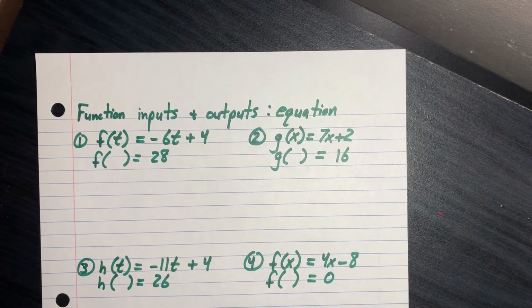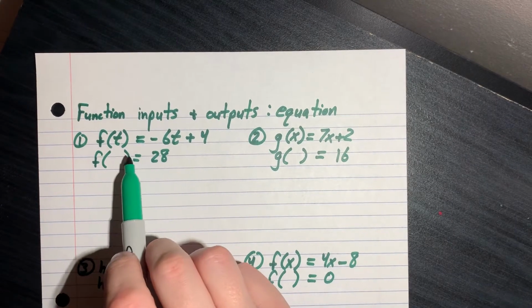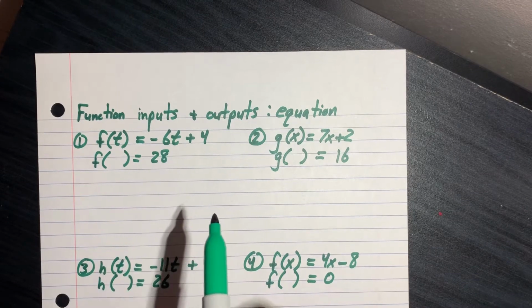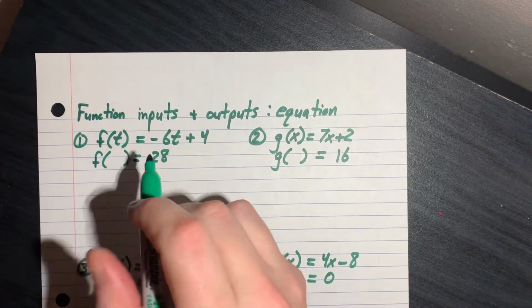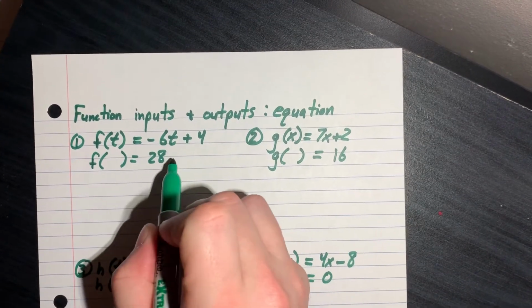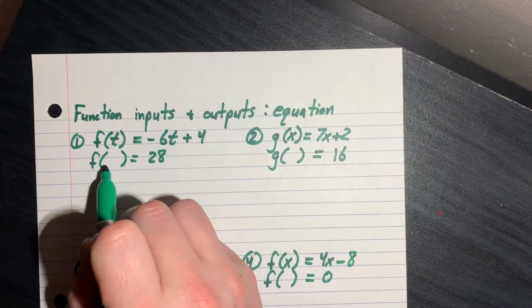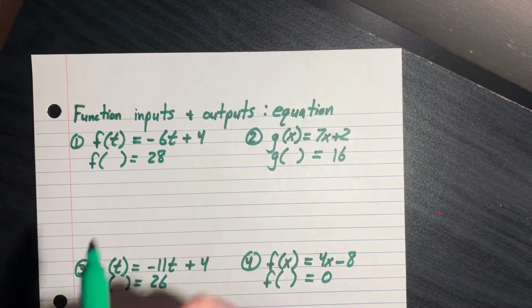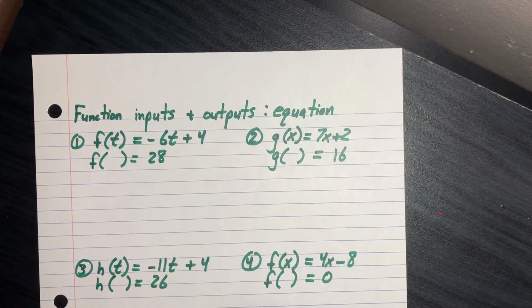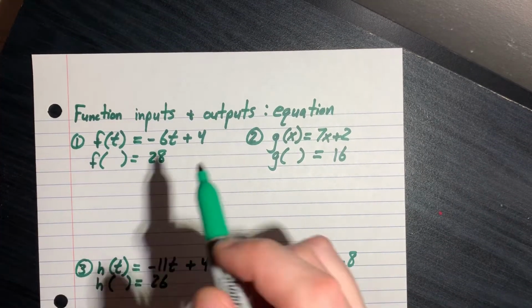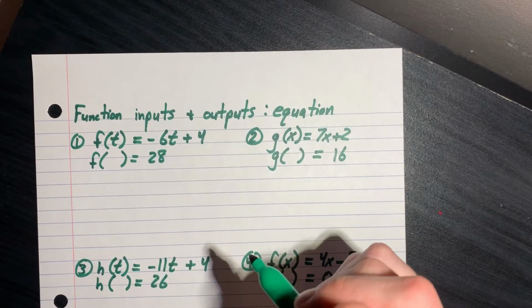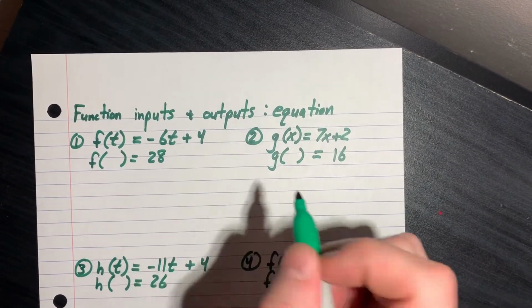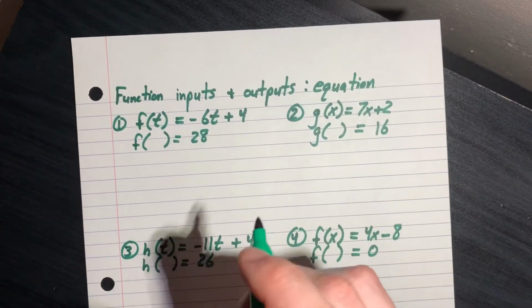Okay, in this section of problems, we are given a function and an output value. So what we have to do here is figure out a way to find the input value where this function equals 28, or where its output value is 28. So what we can do here is just set this up and turn this into a little linear equation.